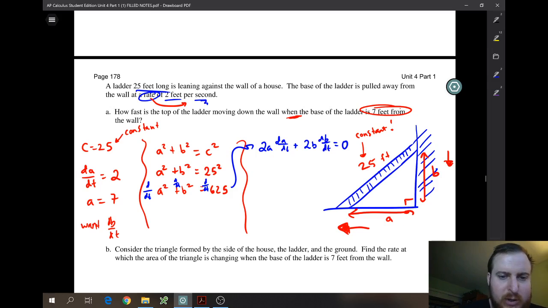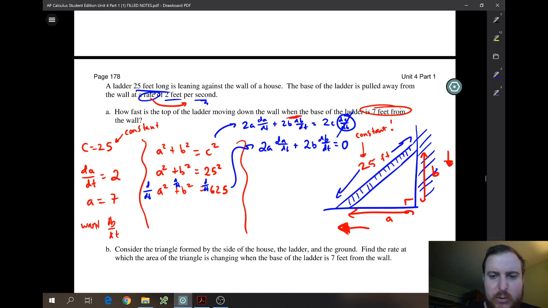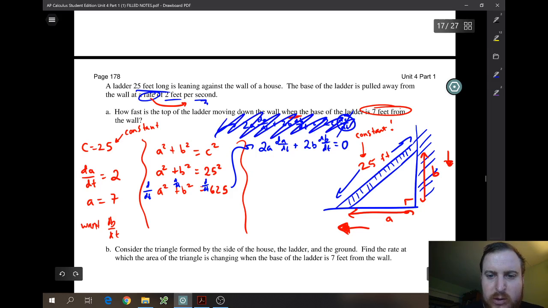Now, let's pretend like you had forgotten to do this and you had done this. 2a dA dt plus 2b dB dt, you would have gotten equals 2c dC dt. And all hope wouldn't have been lost if you realized, hey, what does dC dt mean? It means the change in the actual length of the ladder. But that's not changing, it's 0. And so that's kind of why this ends up going to 0. So, hopefully we didn't do that. We don't do that on a test, but that's something to be aware of.